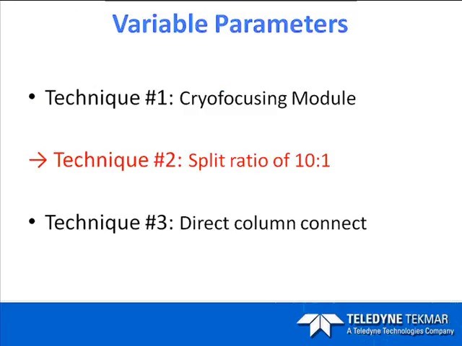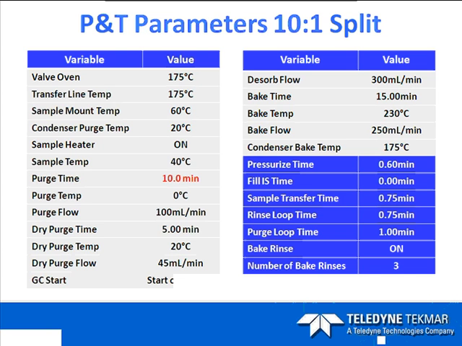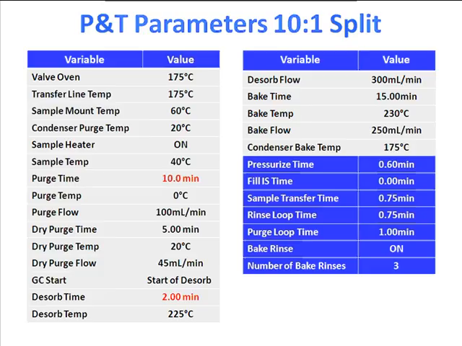The next technique is looking at using a split ratio of 10 to 1. If you compare this to the first set of purge and trap parameters, you will see that we've now taken the purge time from 12 minutes down to 10 minutes, and the desorb time from 6 minutes down to 2 minutes. We found that that was efficient enough to get enough analytes over to the analytical column. We do have a very low split at this point at 10 to 1.